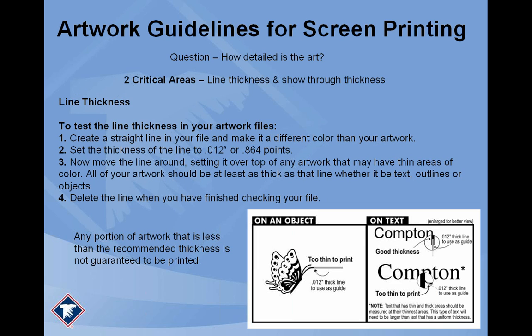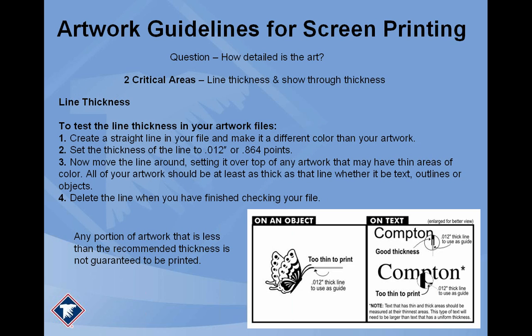Okay, so how to do that? If you have CorelDRAW, Adobe Illustrator, or an art program, create a straight line when you have your file open. Like you can see here next to my butterfly, you see this light gray line that I have going on. That light gray line is the line I've created. I'm going to make it a different color than the butterfly so I can see it. That's why it's gray. And I'm going to make that line 0.012 inches thick, or 0.864 points.